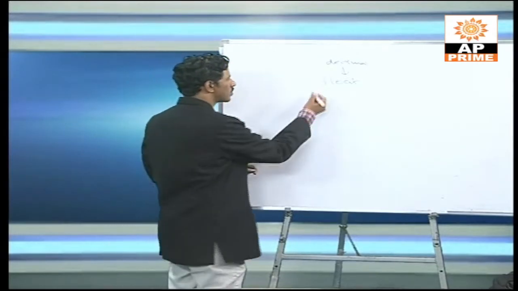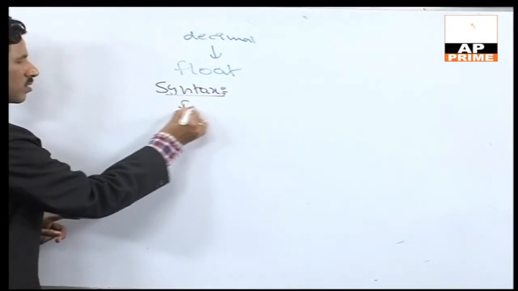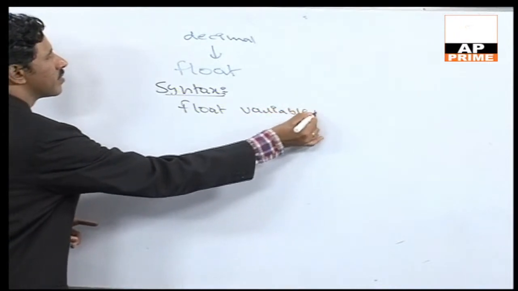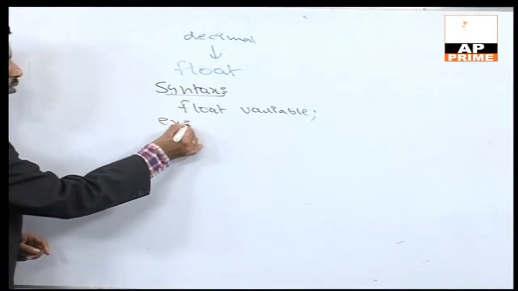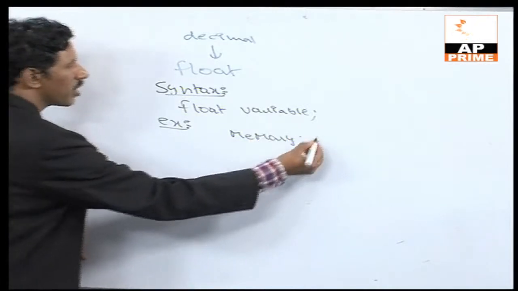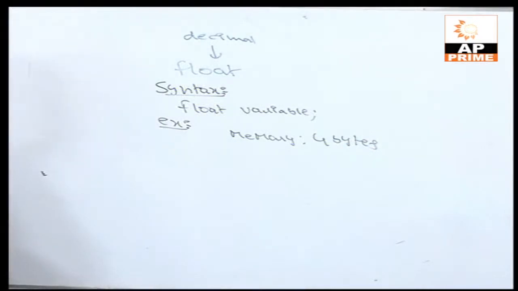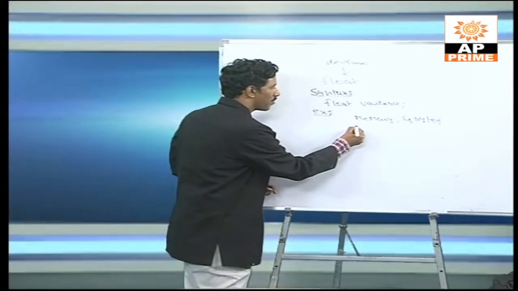Listen, how is the float data type used? What is the syntax of float? Float variable. Float is a keyword, the variable is user defined. If I mention float, what is the memory occupation? Every float data type occupies 4 bytes of memory. 4 bytes means how many bits? 32 bits.